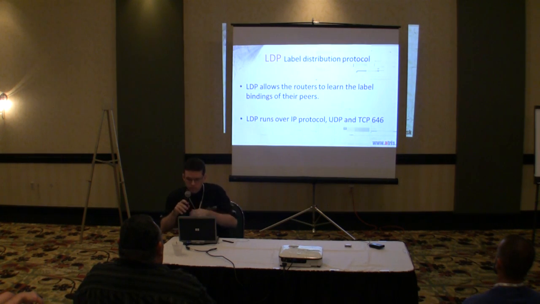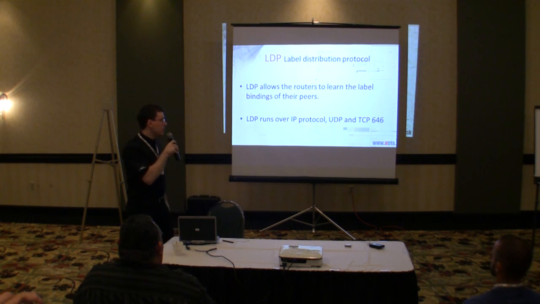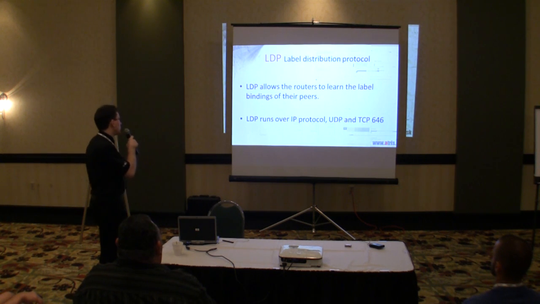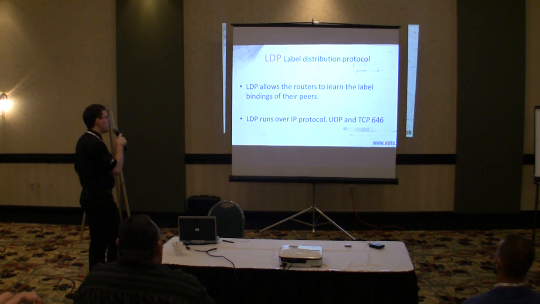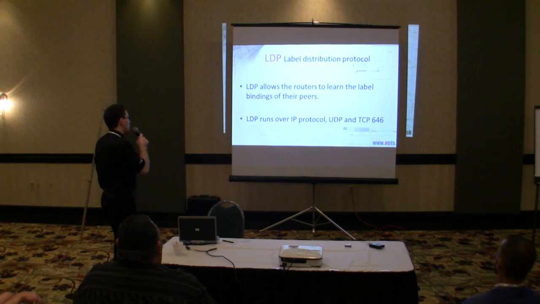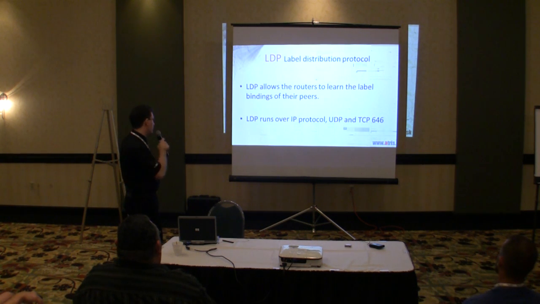So how are all those labels processed? There is a protocol called LDP, Label Distribution Protocol, and LDP allows the routers to learn the label bindings of their peers. It's a rather simple protocol. It just runs over IP, UDP and TCP on port 646.